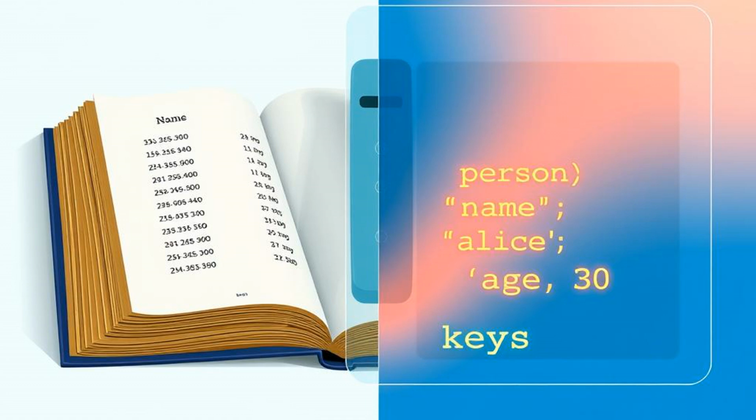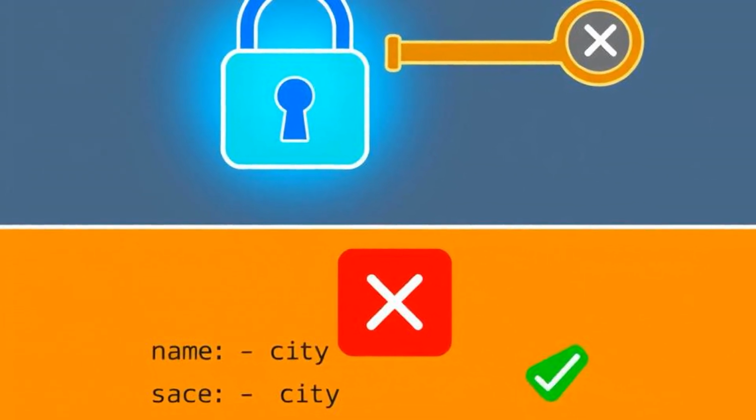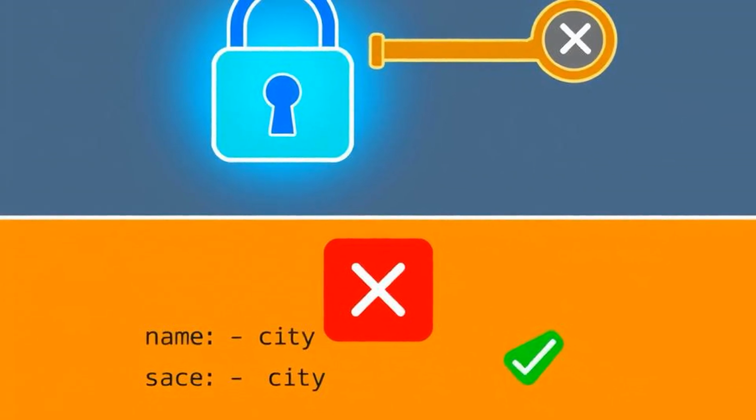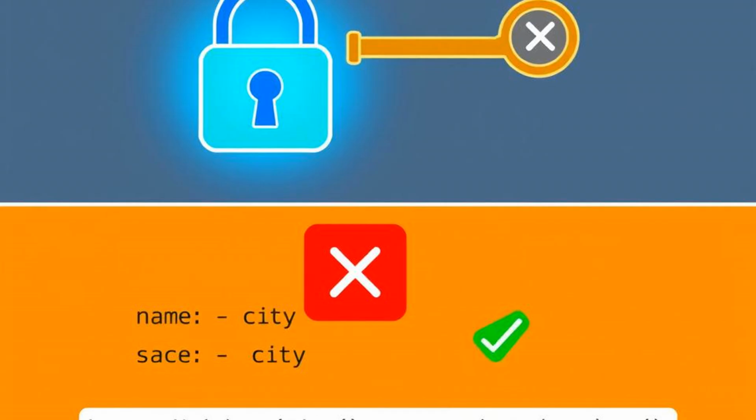A dictionary is an unordered collection of key-value pairs. Each unique key maps to a specific value, much like a word in a dictionary maps to its definition. Keys must be unique and immutable, like strings, numbers, or tuples, while values can be anything at all: strings, numbers, lists, or even other dictionaries. Dictionaries are defined using curly braces, with key-value pairs separated by colons, key: value, and individual pairs separated by commas. They are also mutable, meaning you can change their contents after creation.